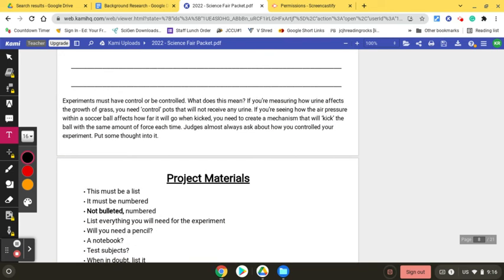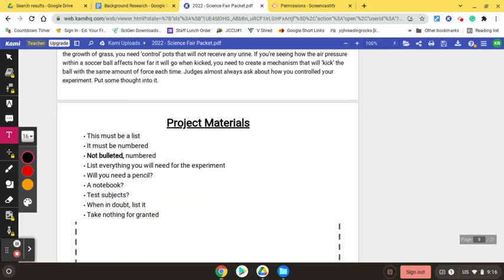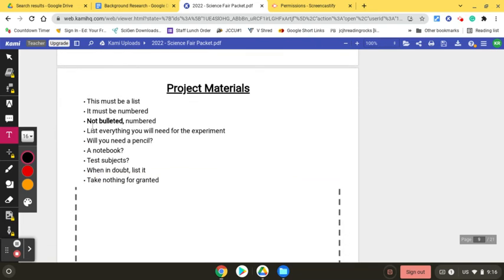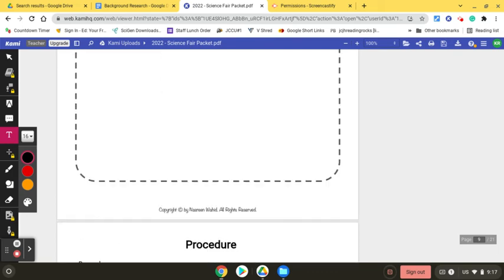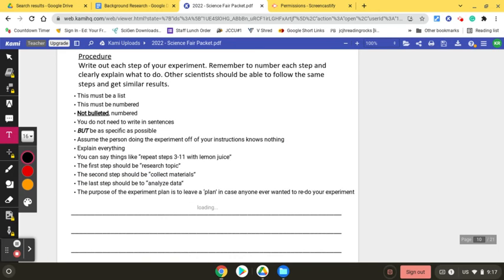project materials. Remember, this is not bulleted. You're going to number it. Write everything you are using for your entire experiment and your board. You're using glue, scissors, construction paper. If you're using soil, cups, whatever you're using for your actual experiment and your board, you're going to write down here. You can also continue to go on for your procedures.